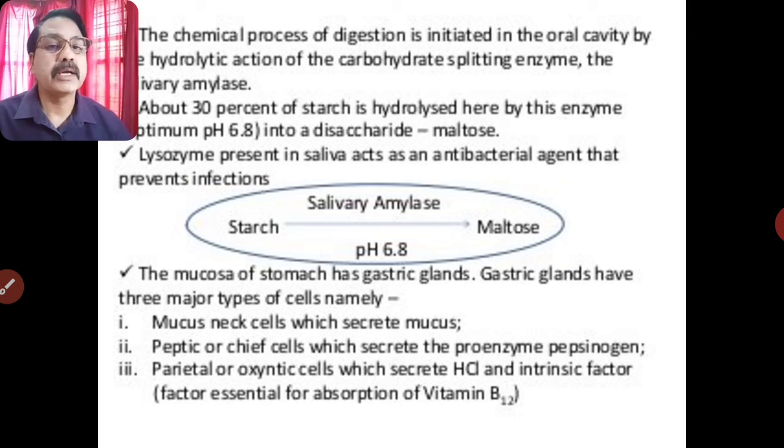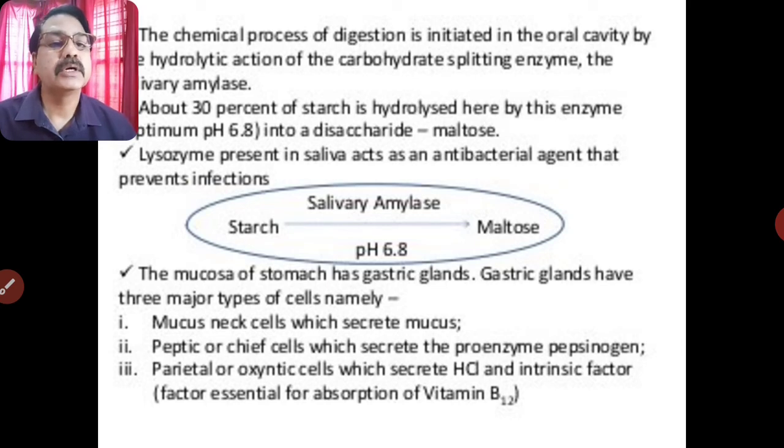Lysozyme is also present in the saliva. The saliva is the juice secreted by the salivary glands. It contains lysozyme, which acts as an antibacterial agent. If there are some bacteria present in the food, they are killed by the antibacterial agent lysozyme. It prevents infections also.